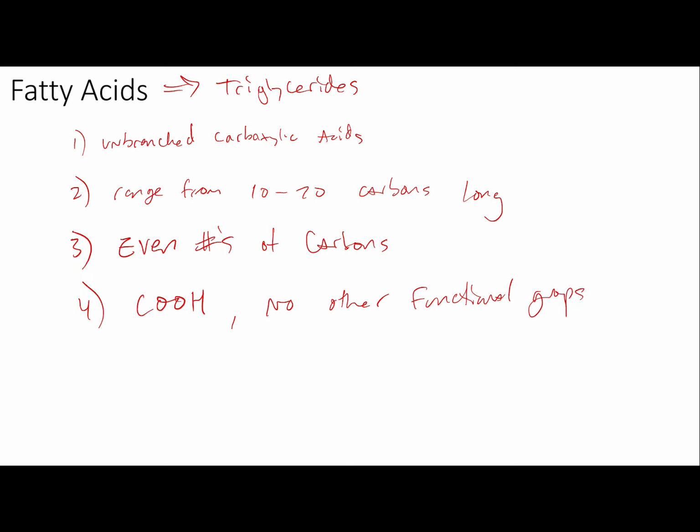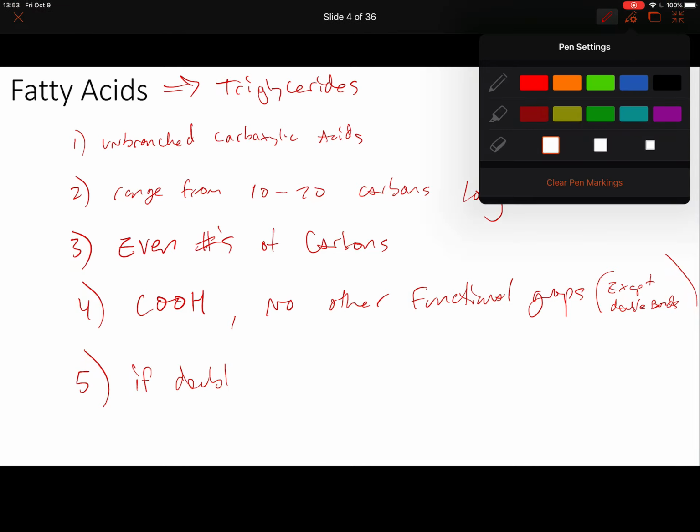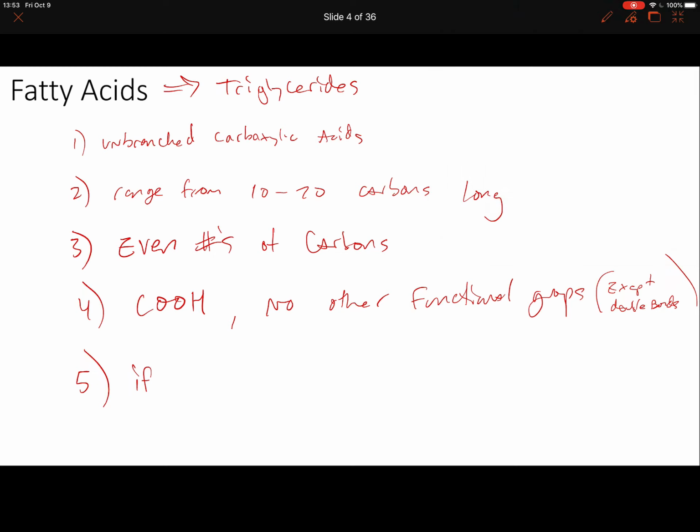Except some have double bonds. We should say that, because double bonds can count as a functional group. And in most fatty acids that do have a double bond, I guess I should say, if unsaturated, it's going to be the cis isomer rather than the trans isomer.